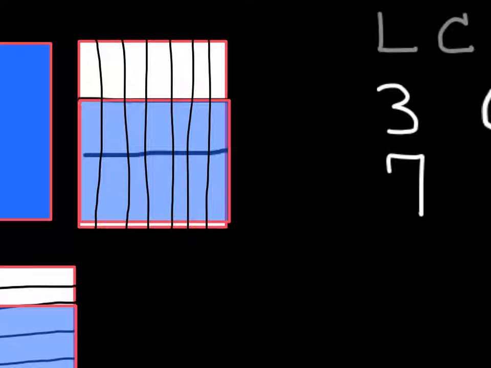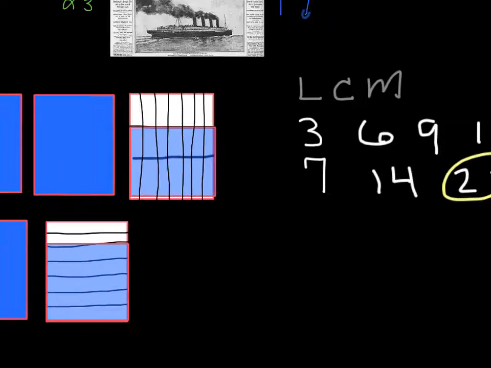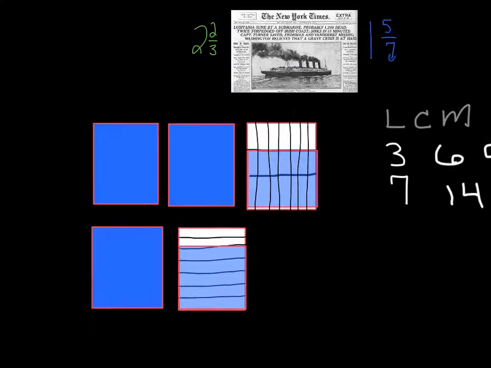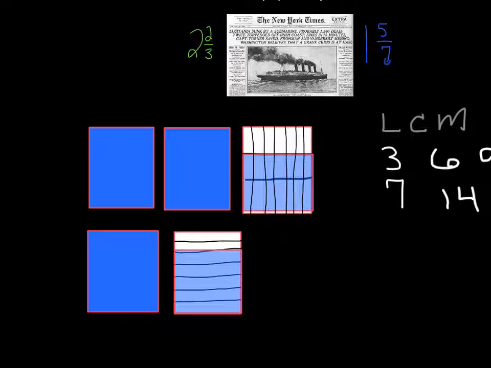Now I should have 21 parts. So 1, 2, 3, 4, 5, 6, 7, 8, 9, 10, 11, 12, 13, 14, 15, 16, 17, 18, 19, 20, and 21. So super. I have just changed this fraction from thirds into 21sts. Okay? Now I need to do the same thing with this fraction here.